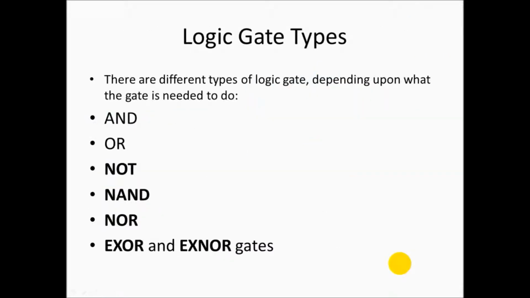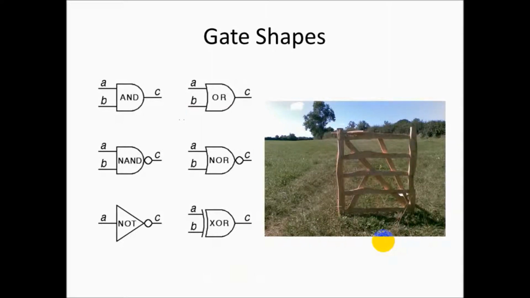Logic gate types, we've been through that. We've done AND, OR. We're going to do NOT, NAND, NOR and XOR, and we're going to look at XNOR gates as well. Right, gate shapes. Our logic gates are represented by shapes. This is AND. The way I remember it is it looks like the D of AND. This is OR. I could draw an OR, O there.